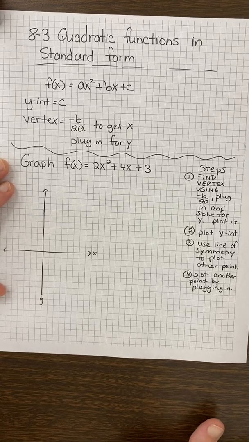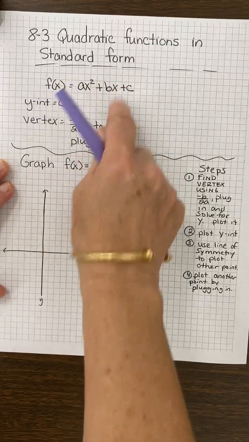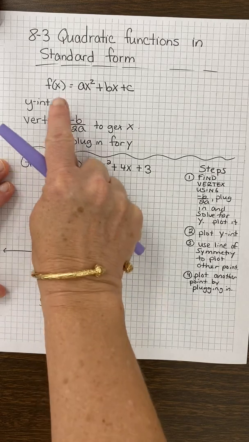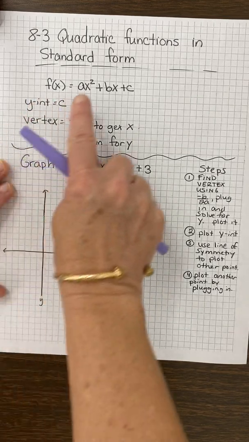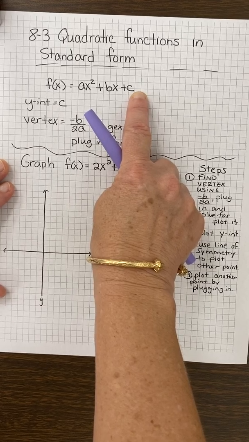Today's lesson is talking about a quadratic function when it's written in standard form. And our main goal here is going to be to graph it. Okay, so standard form looks a little different than vertex form. It looks very pretty, that's why it's called standard form. We have to do a little bit of work to graph it.